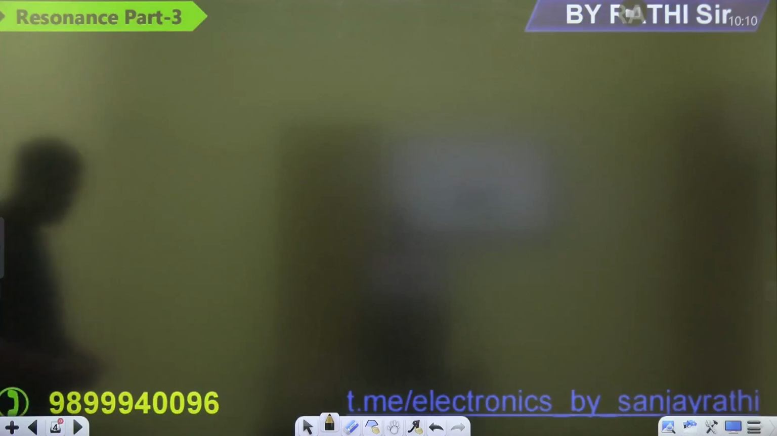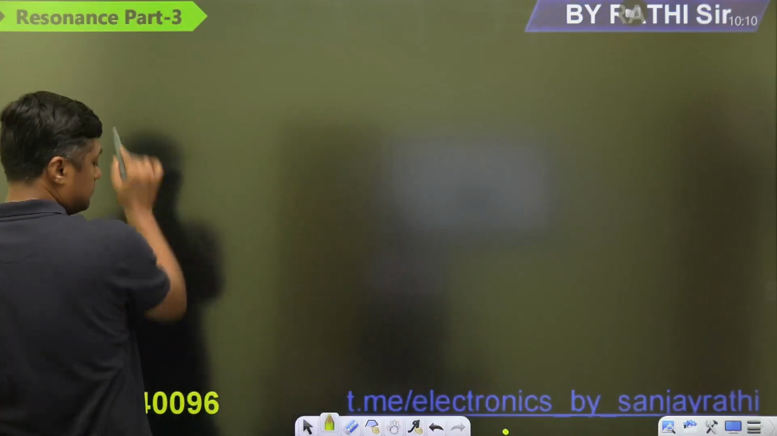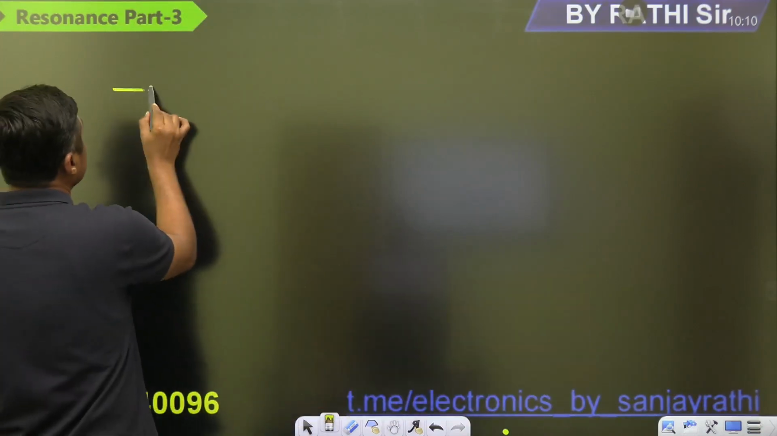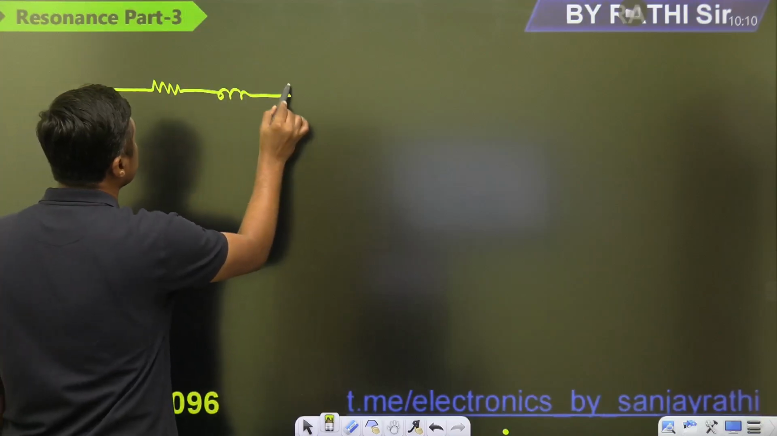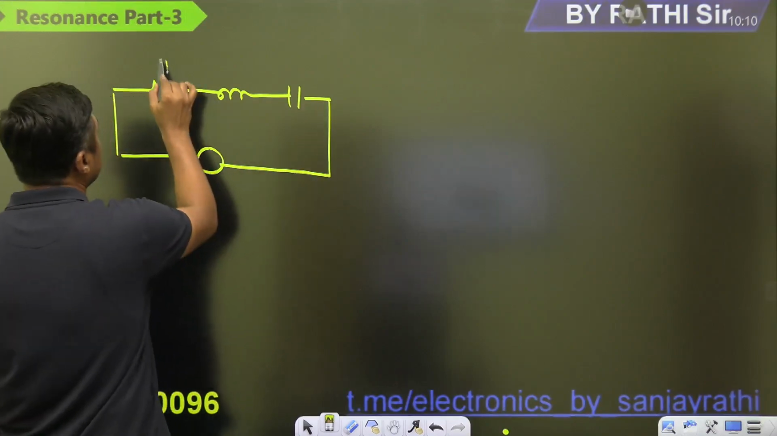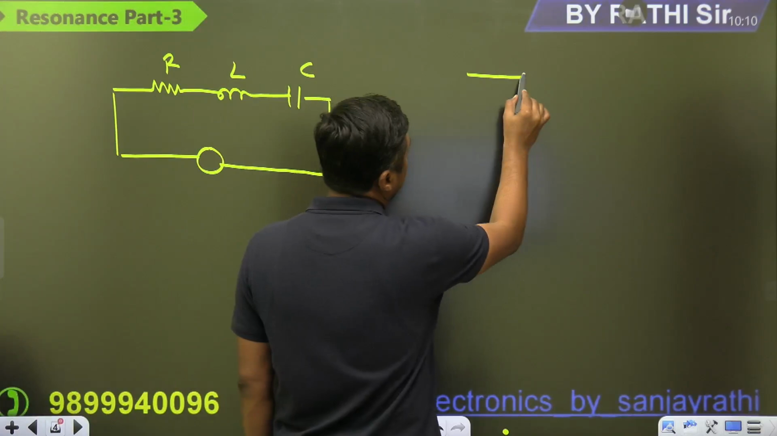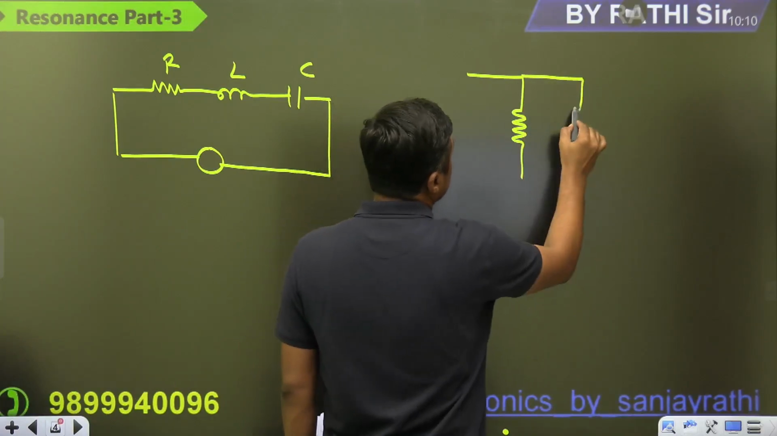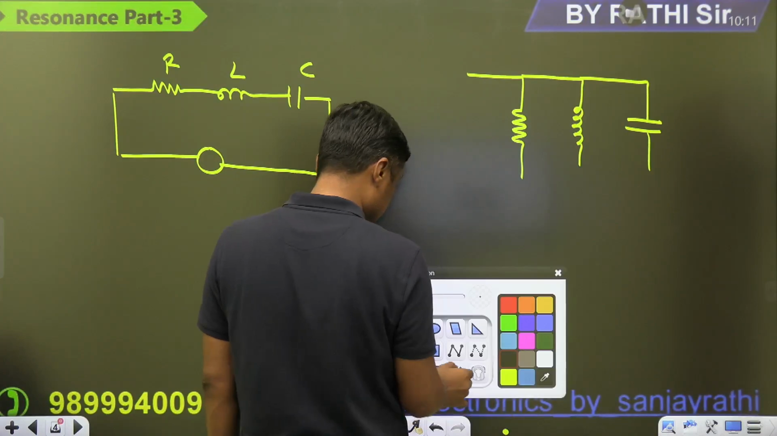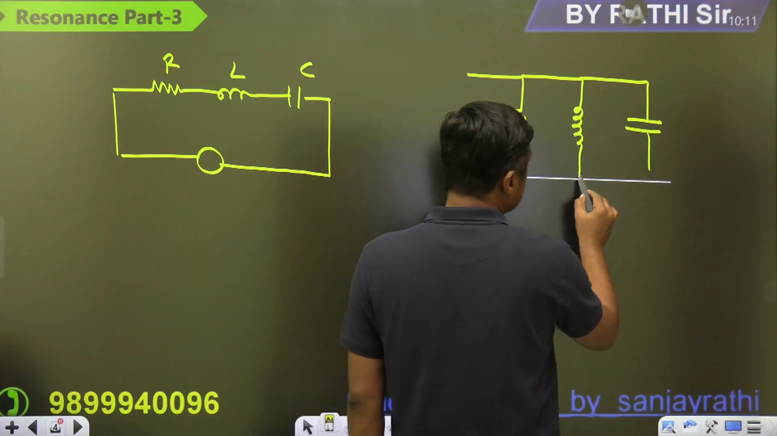Then guys, till now we have discussed series resonance and parallel resonance. Quick revision. Now, this was the RL circuit. Everyone, you can watch the recorded lectures. This is the RL circuit. This is called series RLC circuit, and then parallel RLC circuit, guys. Parallel RLC circuit.